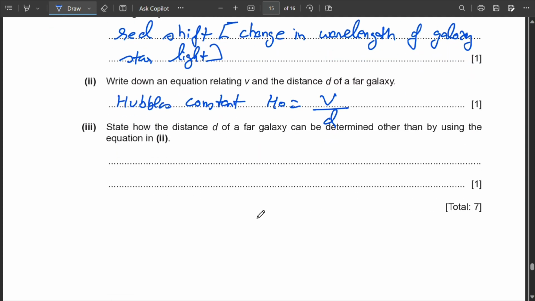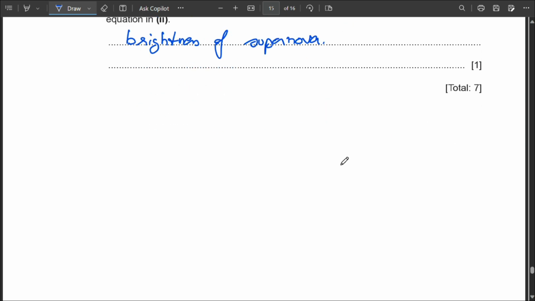Okay, state how the distance d of a far galaxy can be determined other than using the equation in 2. See, we can use the brightness of supernova. So you can calculate the measurement by using the brightness of supernova, and you can find the distance of the galaxy.